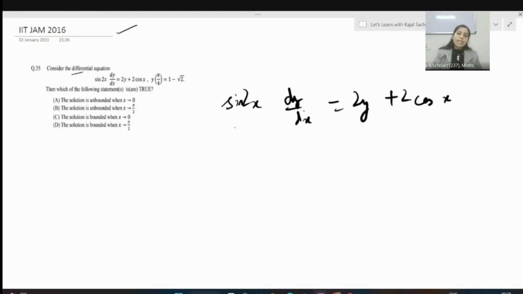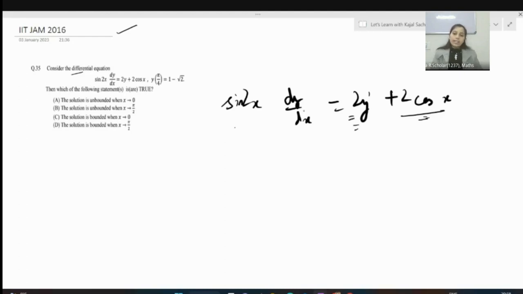You can also write this equation as linear in y, because here 2y is raised to power 1, and then dividing by sin 2x. Here also dividing by sin 2x. So this will be treated as Q, 2 cos x upon sin 2x, and this will be treated as P, minus 2 upon sin 2x.